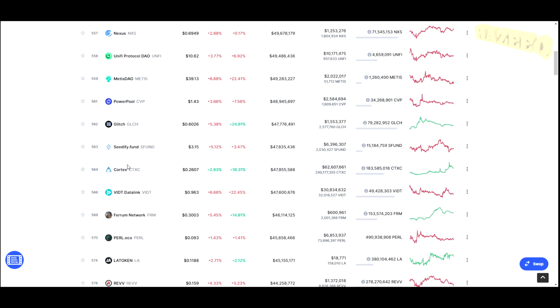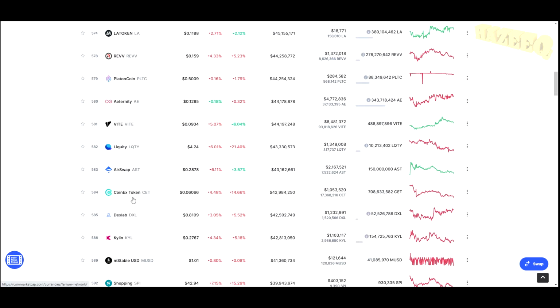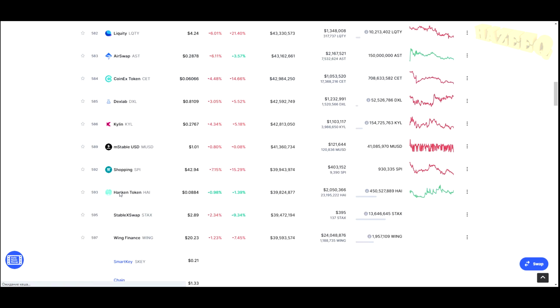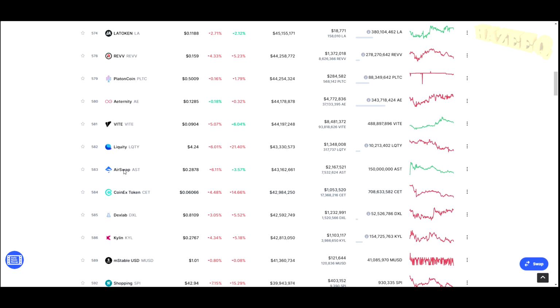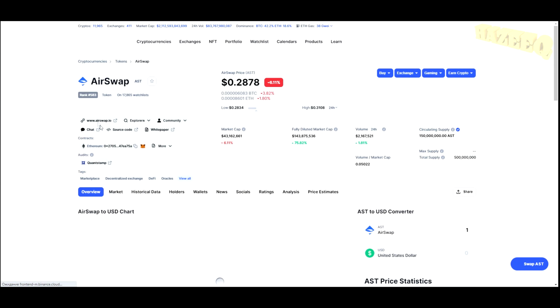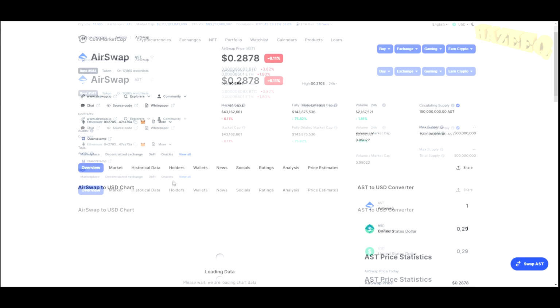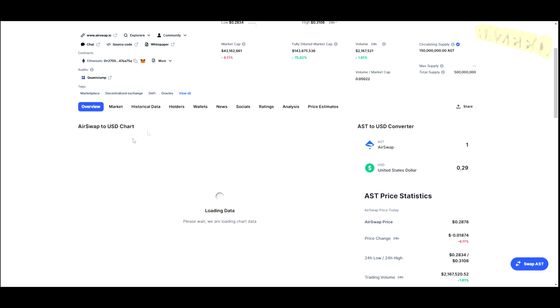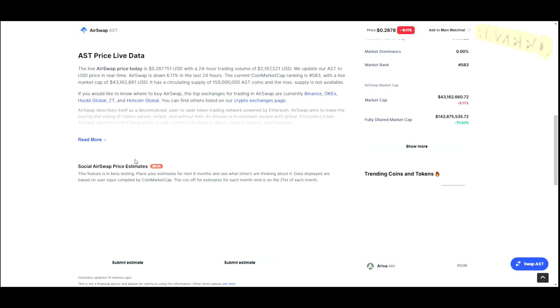Now, obviously, there's going to be a lot of shitcoins in here, and you don't want to invest in every single one of them. So let's just choose AirSwap, for example. I don't know what this is. Never heard of this before, but you click on AirSwap. You have their website here on the left side. You have the market cap, 43 million. 150 million tokens in circulating supply, total supply 500 million. Great. We're going to get their USD chart right now.